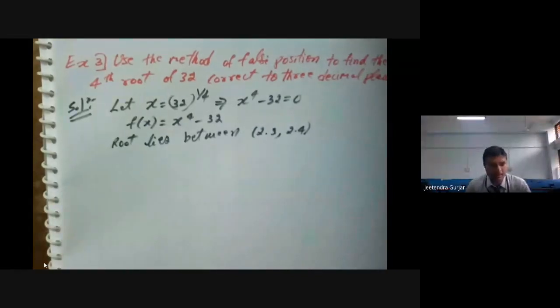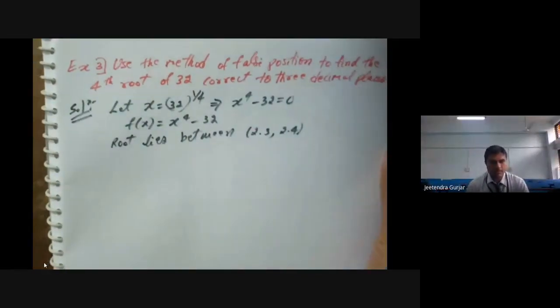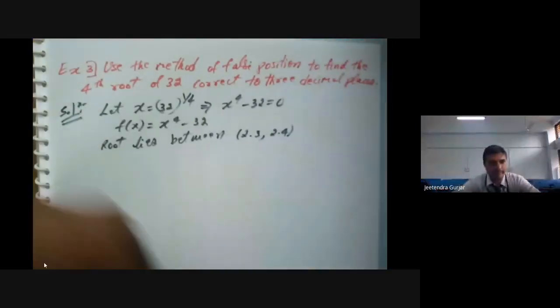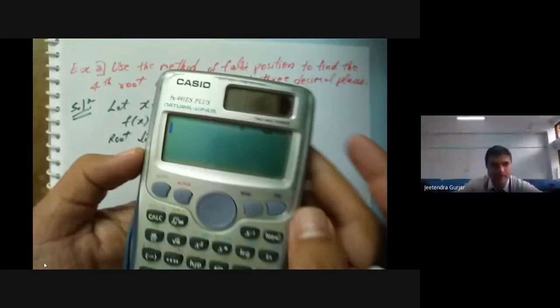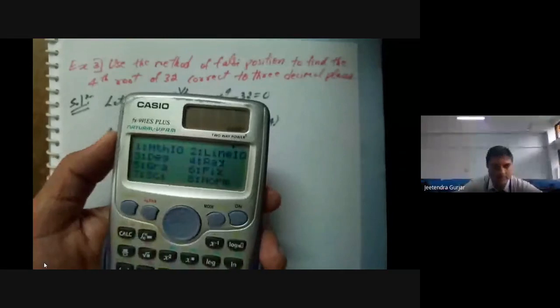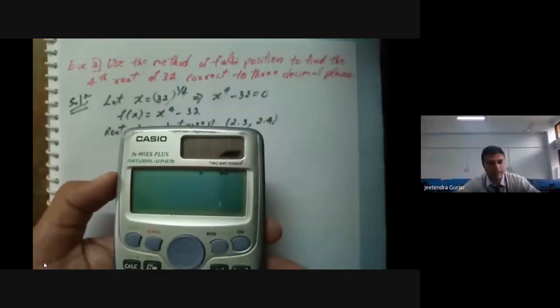Otherwise, for those who have not understood, once again I will repeat. Try to understand. First, you have to keep it in radian. How to press the button for radian? Shift mode, then you will get radian. I think shift mode 4. Shift mode 4, you will get it in radian.